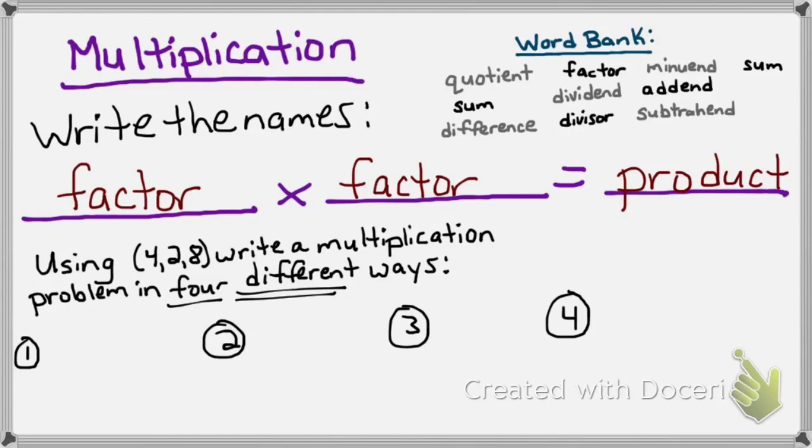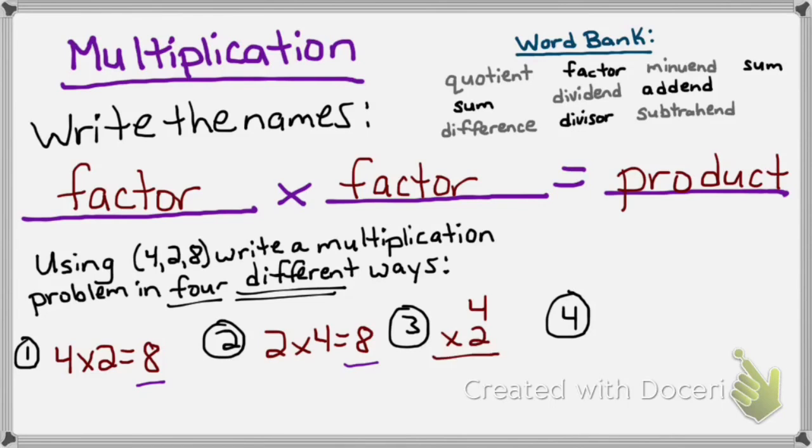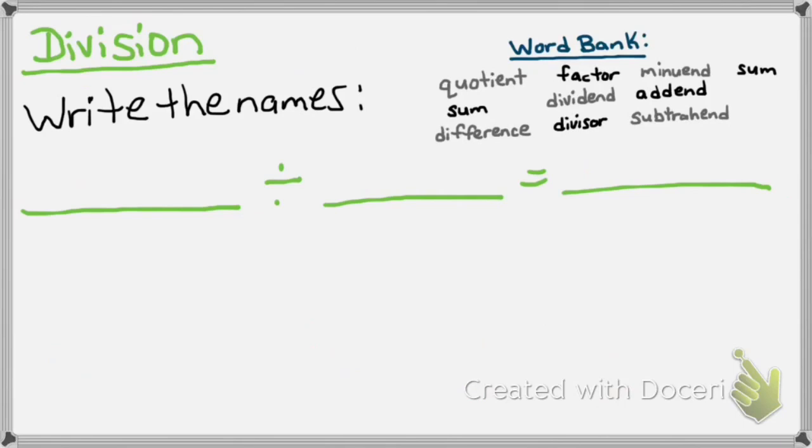Okay, so I'm going to write my problems horizontally, and I have 4, 2, and 8. I'll keep my answer my largest number, so I'm going to say 4 times 2 equals 8, or I could say 2 times 4 equals 8. I'll write my problems vertically. I'll say 4 times 2 equals 8, or 2 times 4 equals 8. Again, 8, my product, is my largest number.